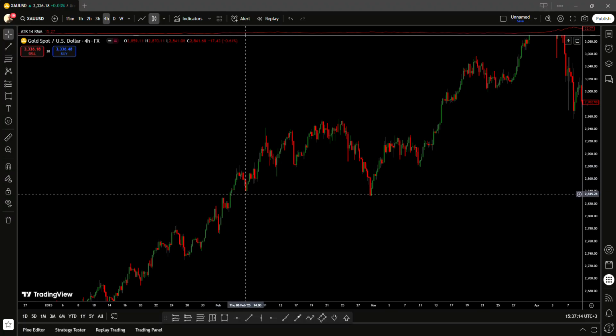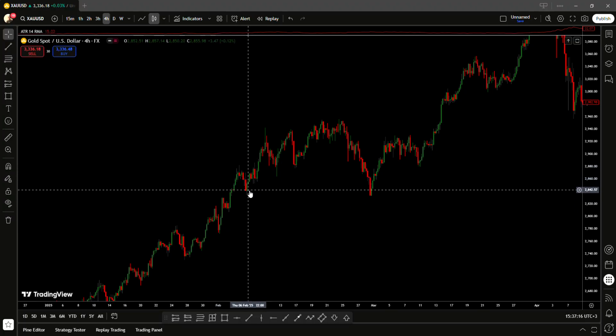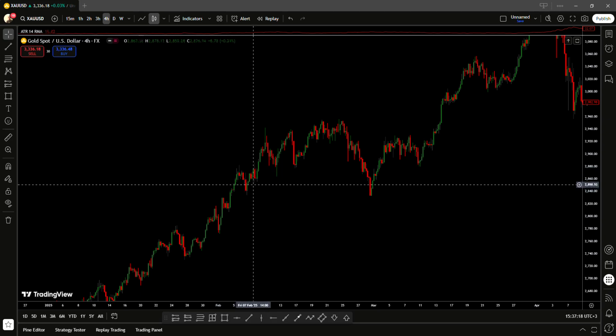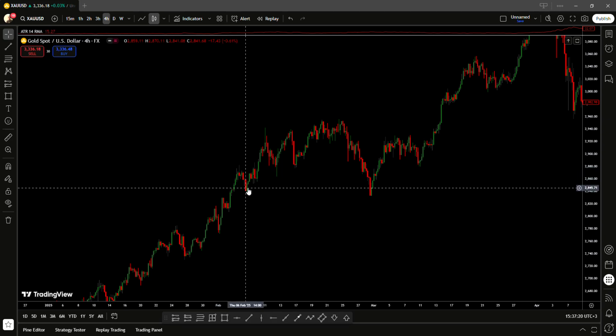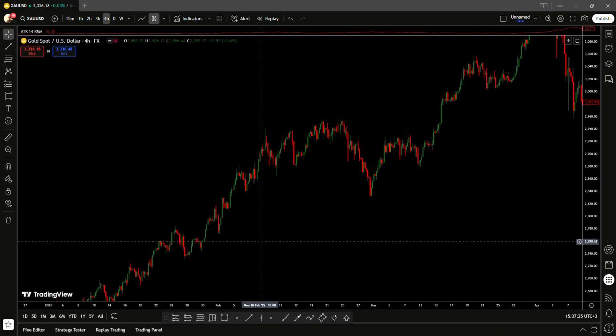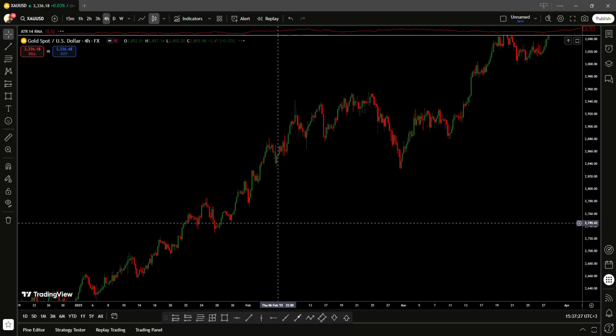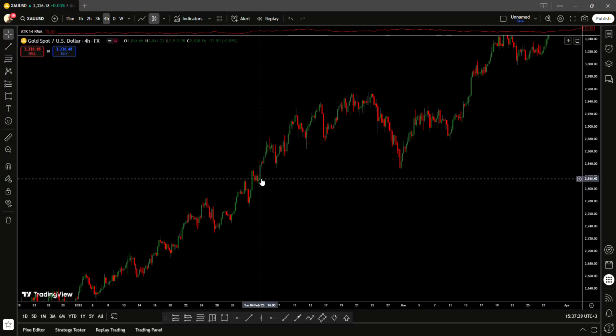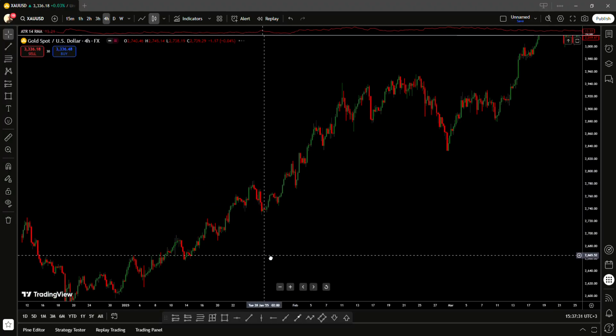There is this one, drop, base, rally, but this one is not a clear one because the break of this structure did not originate from this one. Price had to first range a little bit before it broke structure. However, it is one that I don't think I would take that one. It is not one that I would take. So let's go.